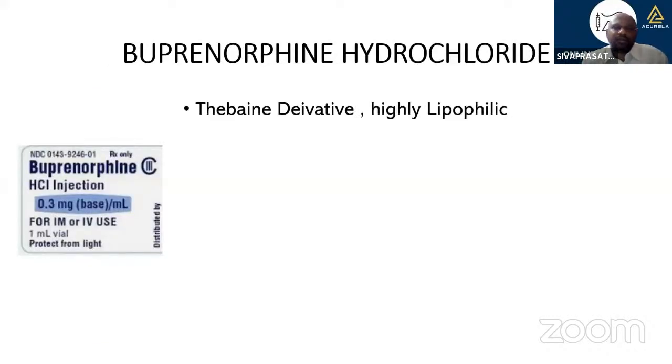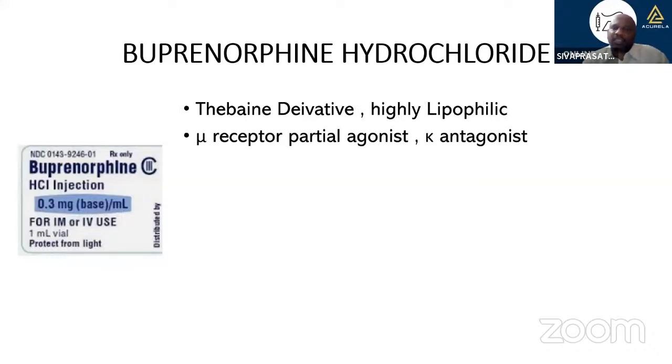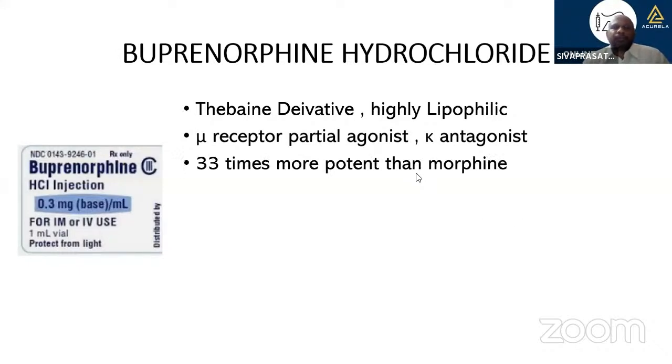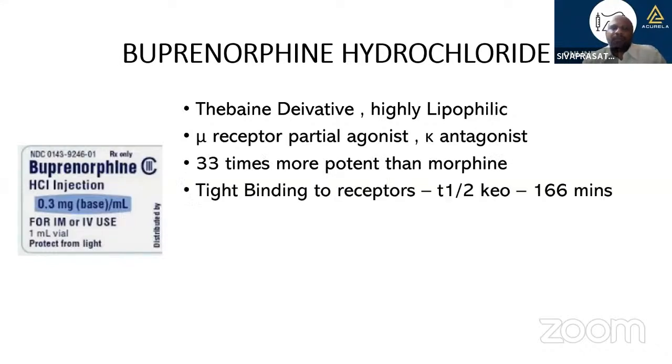Coming to buprenorphine hydrochloride, it's a thebaine derivative. It's highly lipophilic. As we already saw in the classification, it is a mu receptor partial agonist, whereas at the kappa receptor it's a pure antagonist. It is 33 times more potent than morphine, but the activity is less than morphine. It also binds tightly to the receptors.